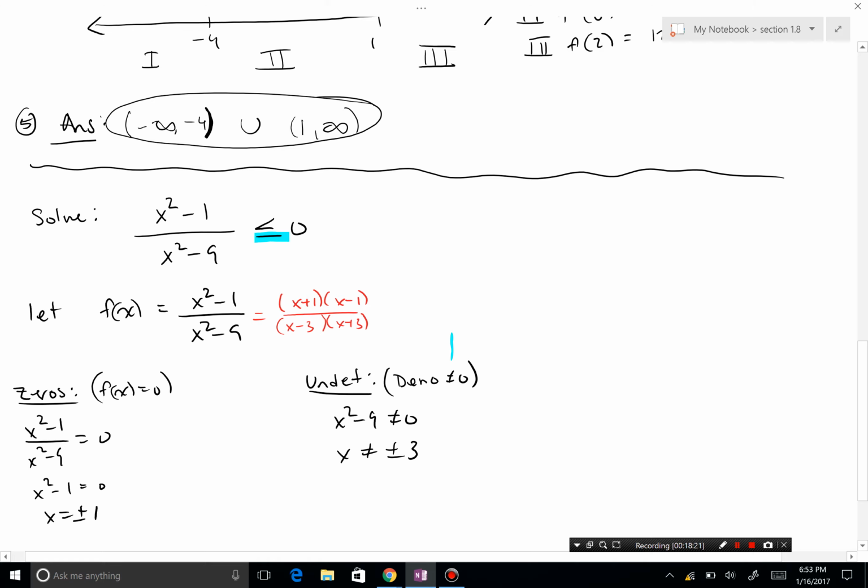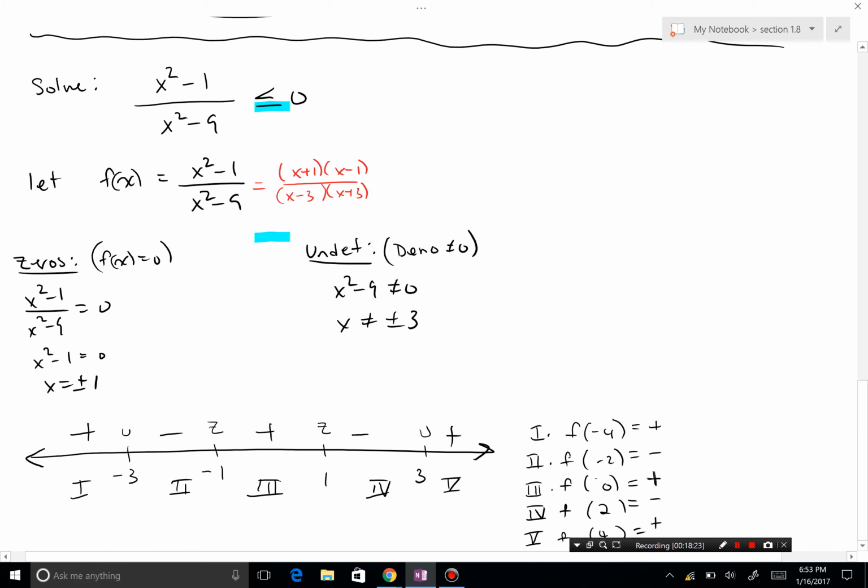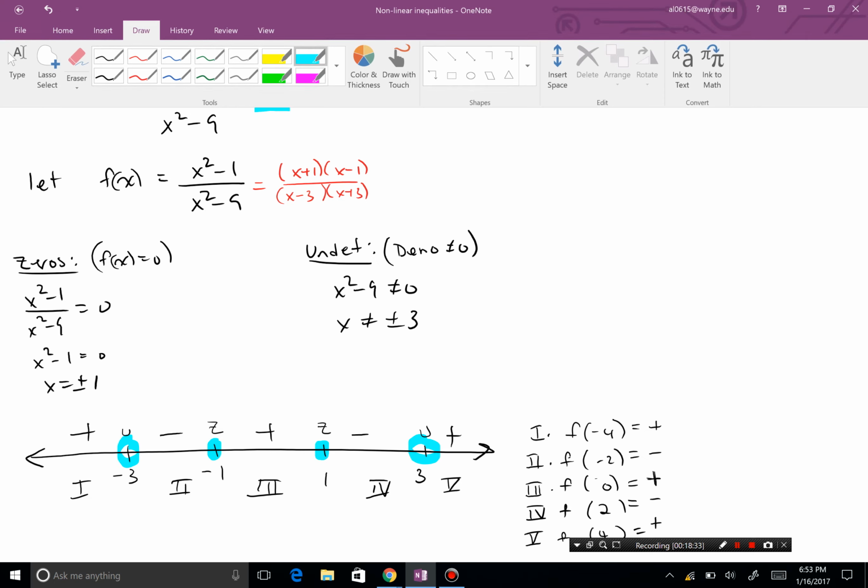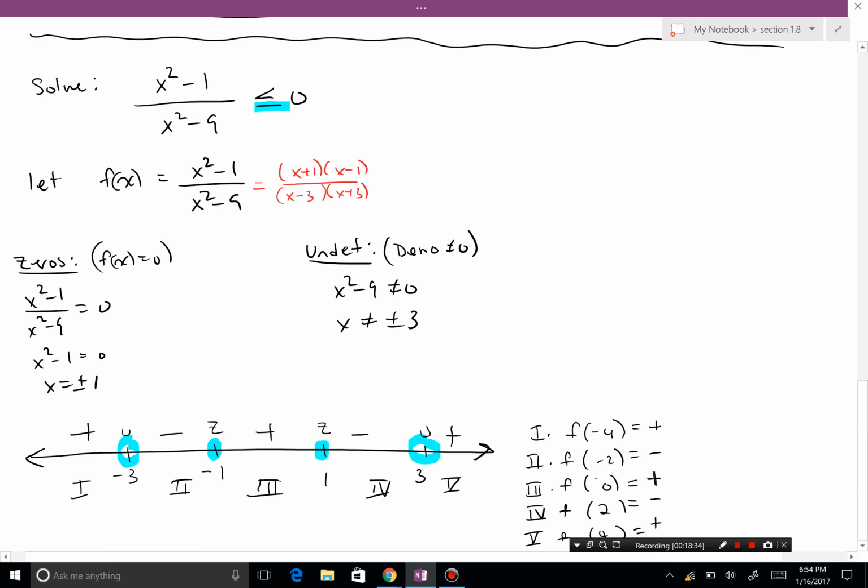They want to know when it's equal to 0. So where's it equal to 0? That's this number and this number. Are these numbers equal to 0? No, they make it undefined. You'll never include this, and you'll never include that. Real simple. Now, what else do they want?